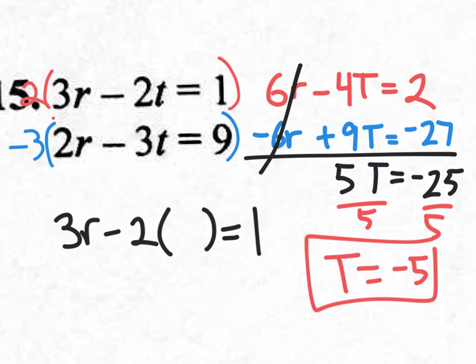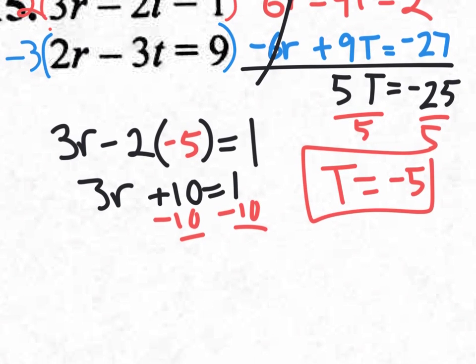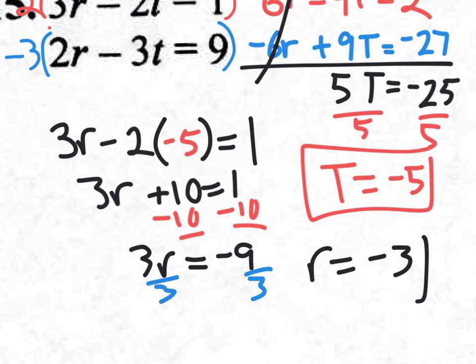So there's the top equation rewritten with the blank spot, because I'm going to plug in that negative 5 in place of the t. And when you multiply the negative 2 times negative 5, you get a positive 10. So that's 3R plus 10 equals 1. When you subtract 10 on both sides, you get 3R equals negative 9. And if you divide by 3 on your last step, you will get R equals negative 3. So yes, the correct answer is R equals negative 3 and T equals negative 5.